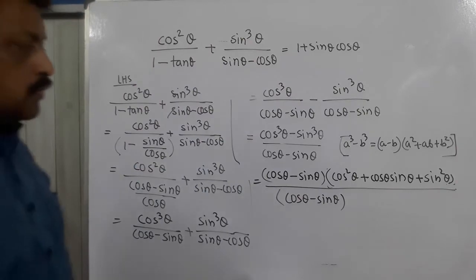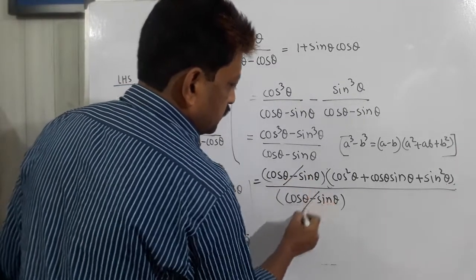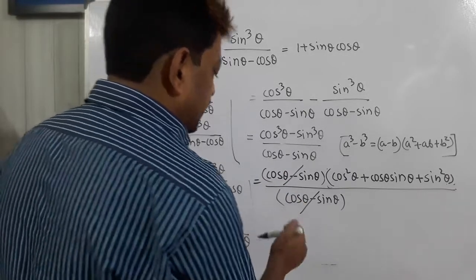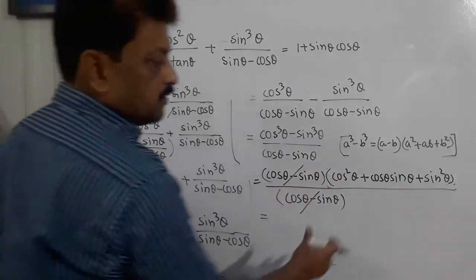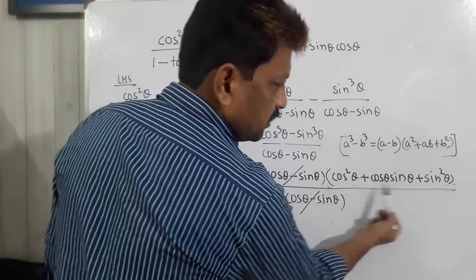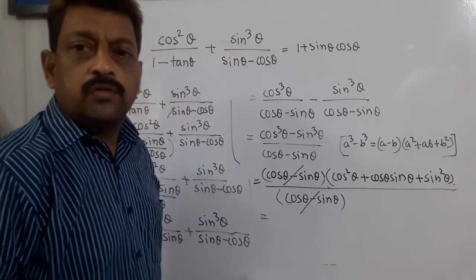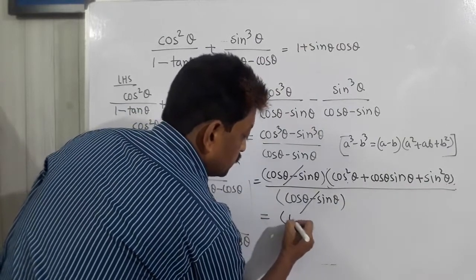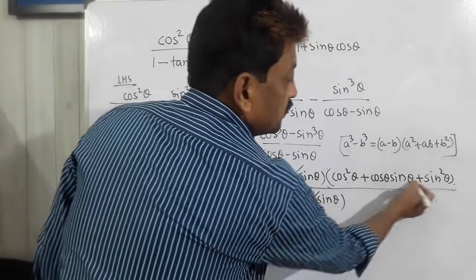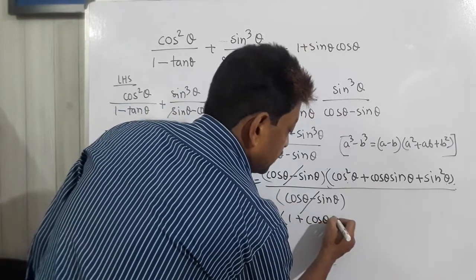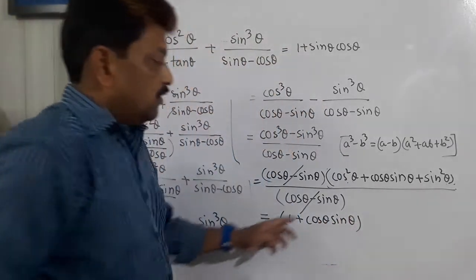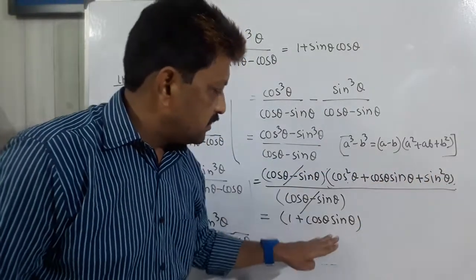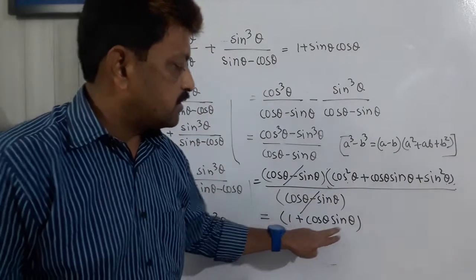Now you can see that the first part can be cancelled: cos theta minus sin theta from both numerator and denominator are cancelled. What is left in the second part is cos square theta plus sin square theta, and that equals 1. We all know that cos square theta plus sin square theta equals 1. This is an identity. So inside the bracket it is 1, and cos theta sin theta is also there. So it is 1 plus cos theta sin theta.